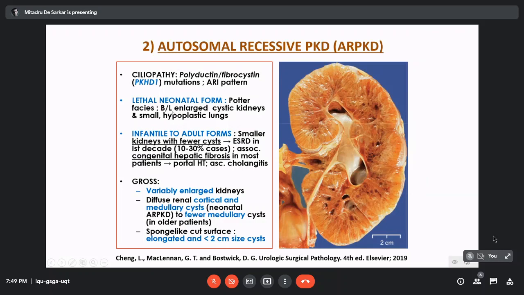Anyway, in the case of the lethal neonatal form, the kidney which has been shown towards the right is the one which is associated with the lethal neonatal form. They are massively enlarged, grotesquely large kidneys with a spongy cut surface. Spongy because the cysts here are usually not that large as you see in the case of ADPKD. They are usually less than 2 cm, usually around 1 cm in size, and they have got a characteristic radiating cylindrical pattern which might not be appreciable here. I have got a better picture subsequently.